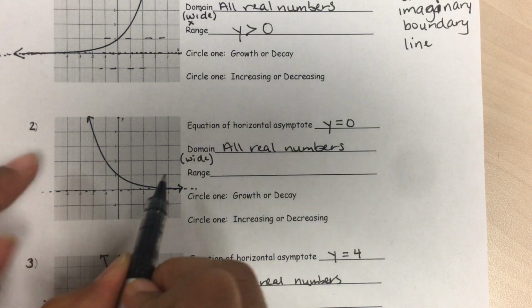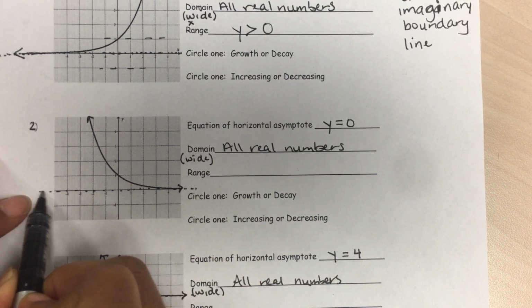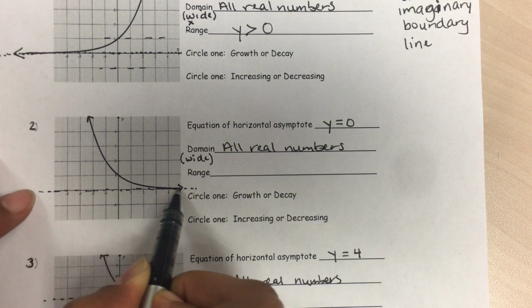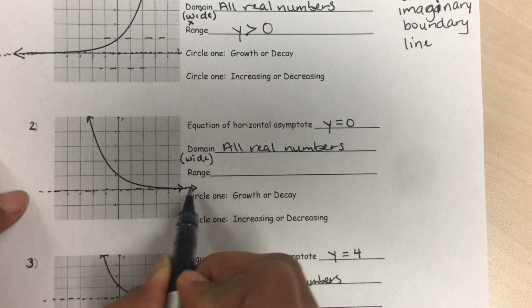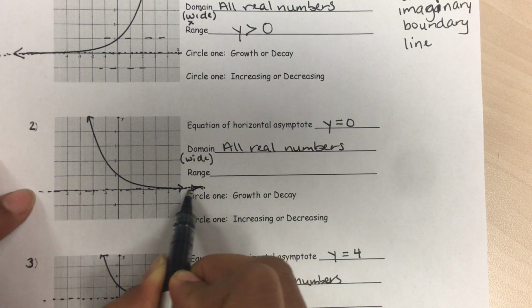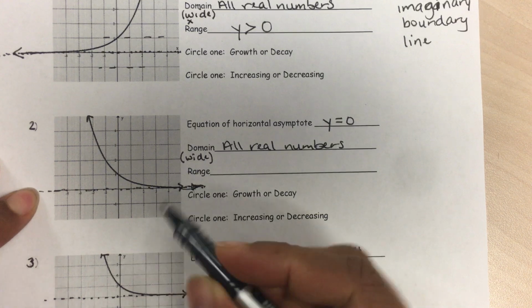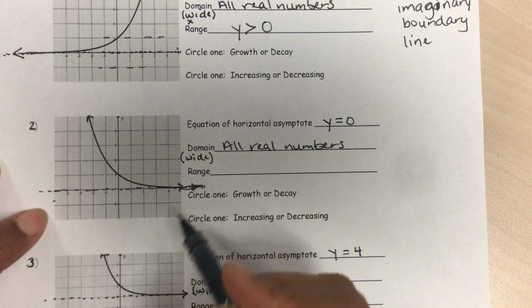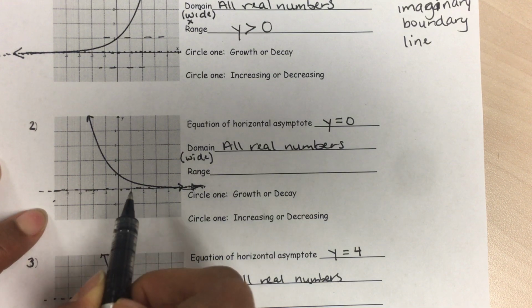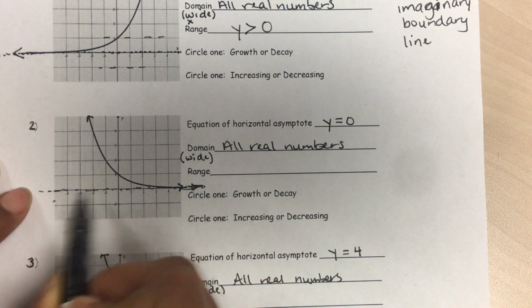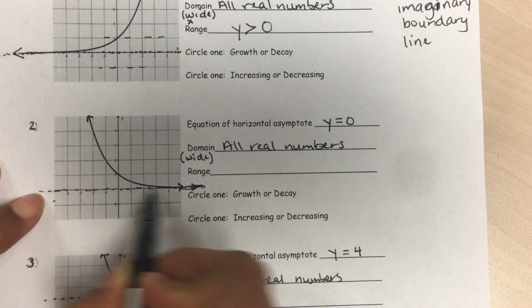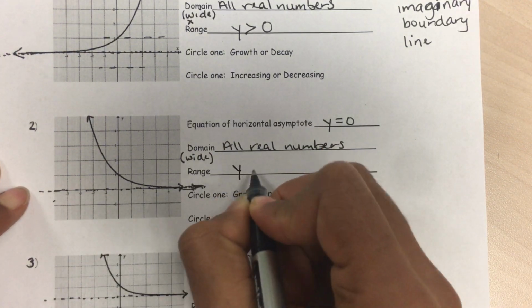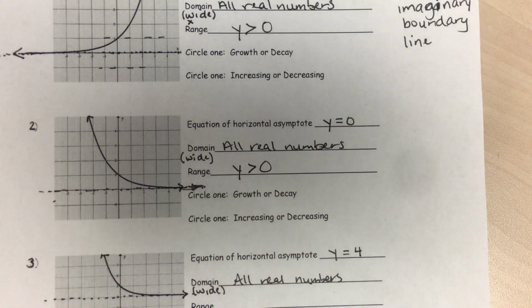Okay, let's try the range of problem 2. So once again, where's my imaginary boundary line? Thank God we drew that in there. Now we don't have to think all from scratch. That's my asymptote. I should not have put an arrow on that. That's my asymptote right there. So do I have any graphing going on under here? No. So where's my graph? It's anything greater than what? Where's my asymptote? Anything greater than 0.